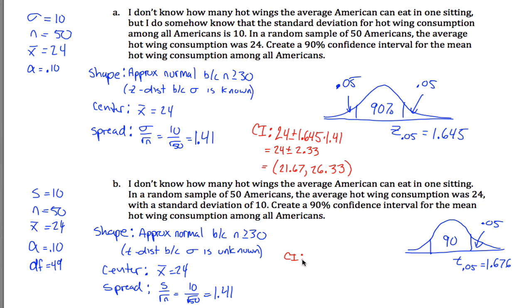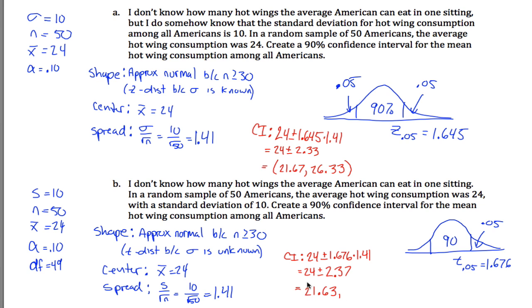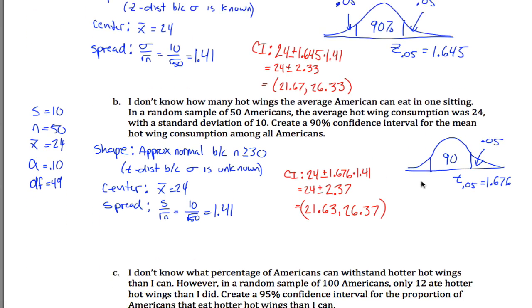Slightly larger, I suppose. We're going to do 24 plus or minus 1.676 of these 1.41s. And 1.676 times 1.41 is 2.37. So 24 minus 2.37 is 21.63. 24 plus 2.37 is 26.37. So there's our confidence interval. Pretty similar, with a couple of slight, subtle differences.